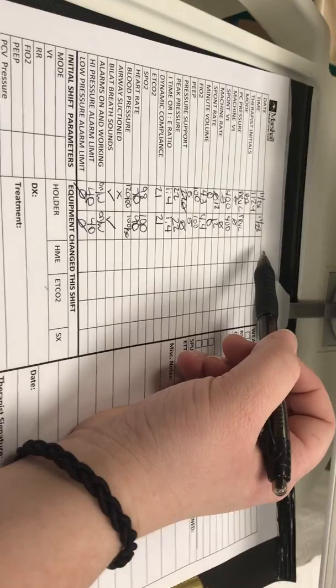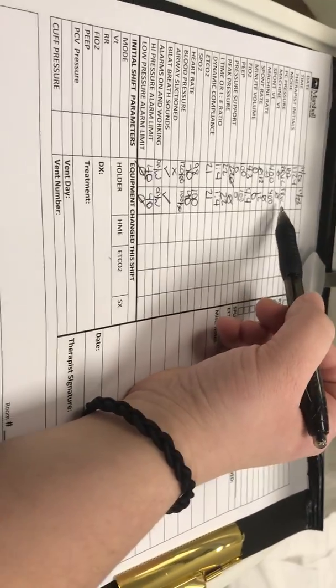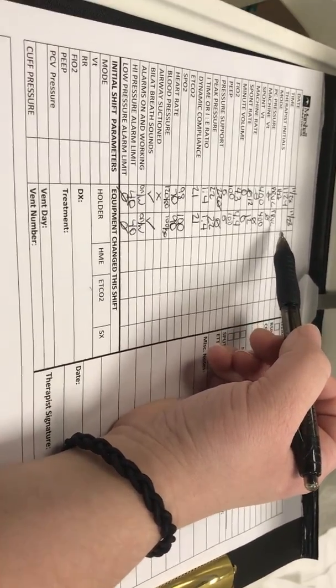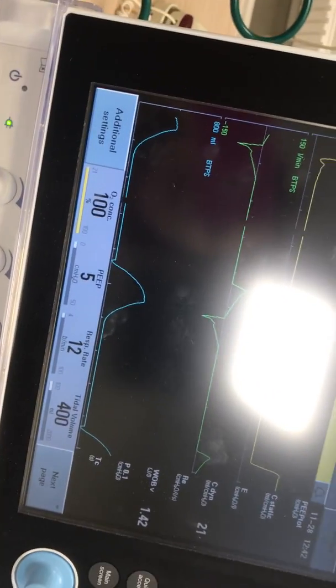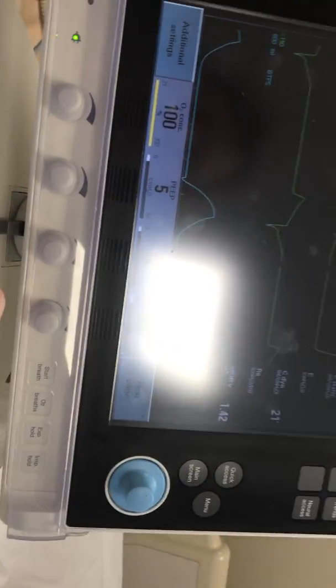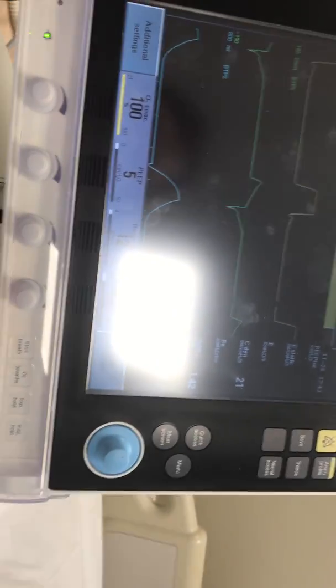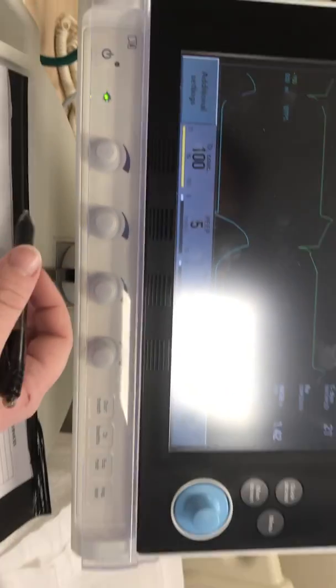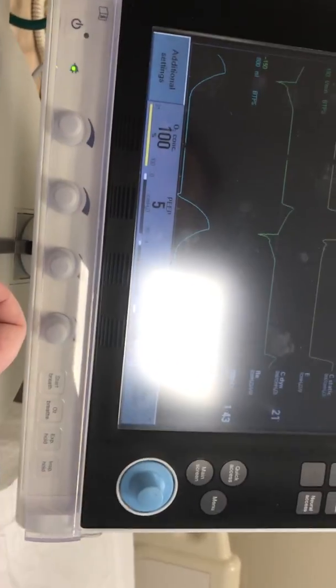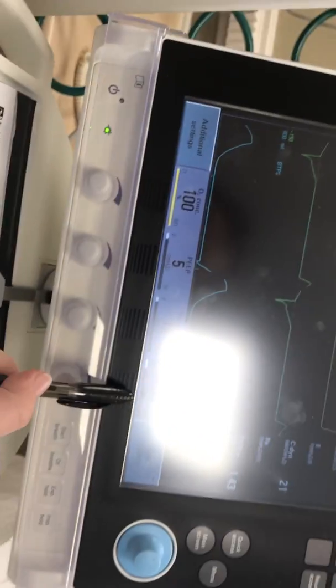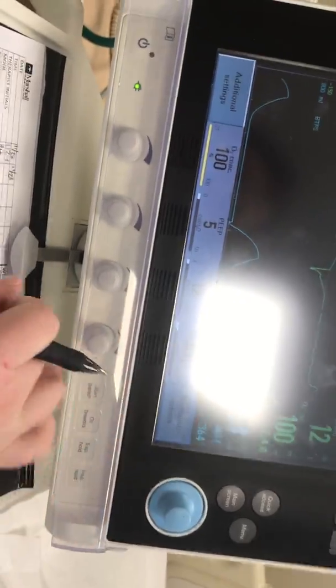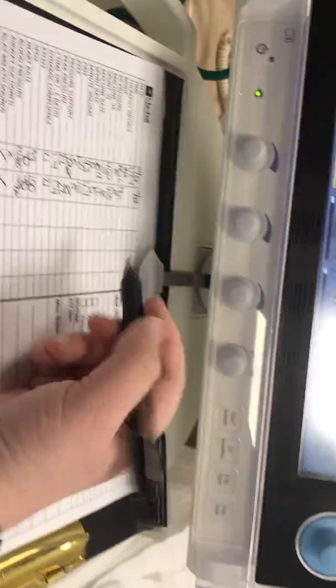So I'd put my date, my time, my initials, what mode I'm in, which we're in PRVC, it's seen at the top. The pressure control, which is not available in this mode, so it's just an X through that box. The machine tidal volume, which is 400, so I'd write that down there.